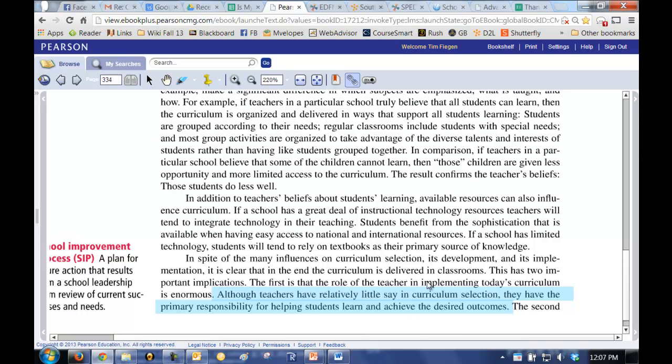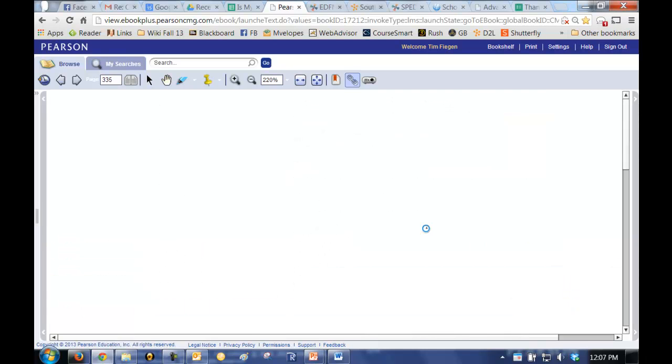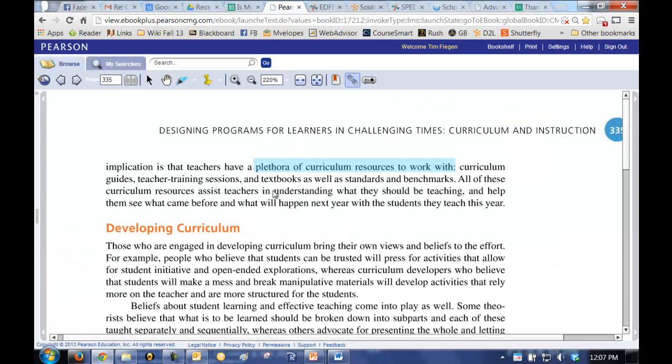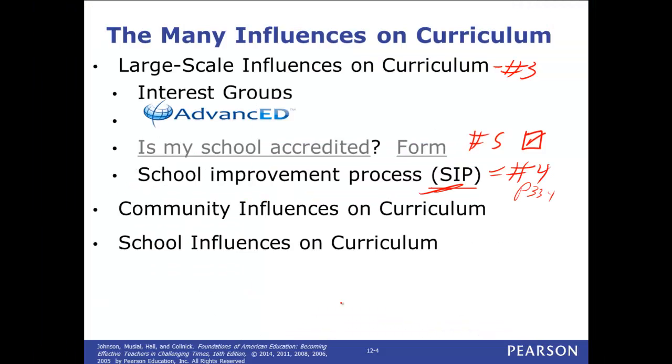So it says, first is the role of the teacher in implementing that curriculum. Second thing here is implication that teachers have a plethora of curriculum resources to work with. Curriculum guides, teacher training sessions, textbooks, standards, benchmarks. And so let me come back to that for you. And that's what I want you to talk about on here, on school here. So this is number 6 here, where you put some stuff about community.